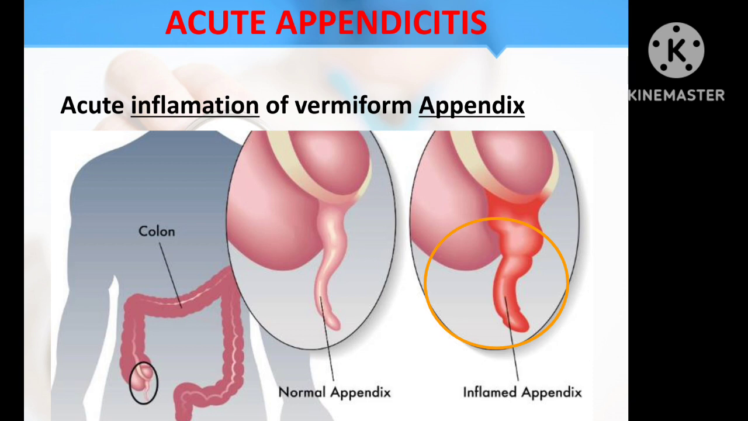Once inflamed, it is called acute vermiform appendix, also called appendicitis, and presents with the classic signs: it is painful, reddish, swollen, and with a loss of function.